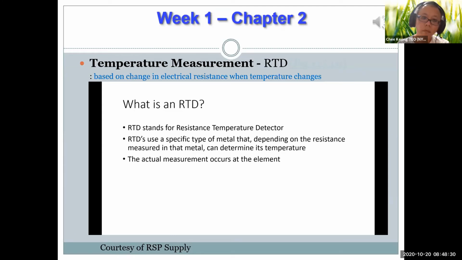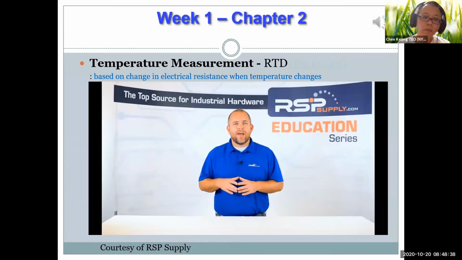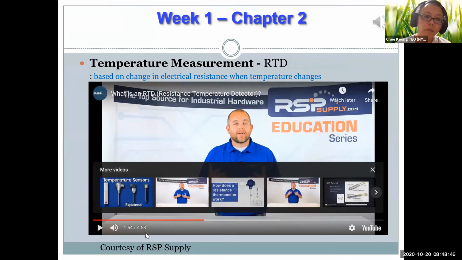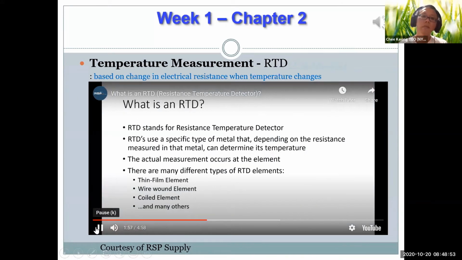There are many different types of RTDs, some more common than others. A few examples are, first, the thin film element, which uses a very thin layer of resistive metals adhered to a substrate, typically ceramic, then coated in glass or epoxy. Next is the wire wound element.